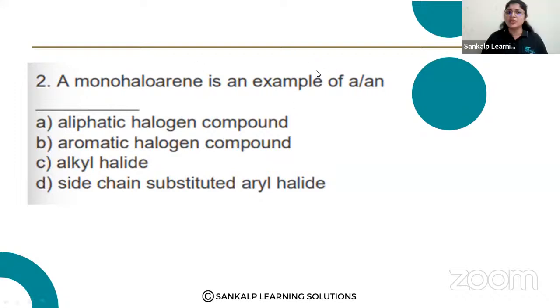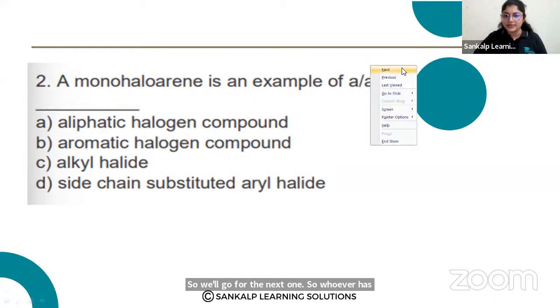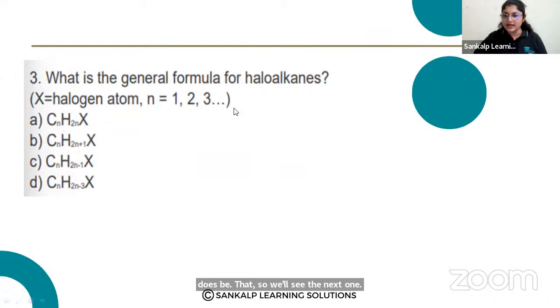Okay. Shall I tell the answer? The answer is B. It is an aromatic halogen compound, a monohaloarene. I'll write the structure. Monohaloarene means one halogen atom. So this is an example of an aromatic halogen compound. Whoever has answered B, the answer B is correct. So we'll see the next one. Others, please try.